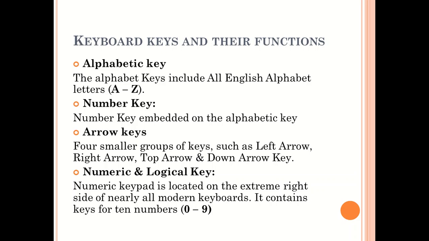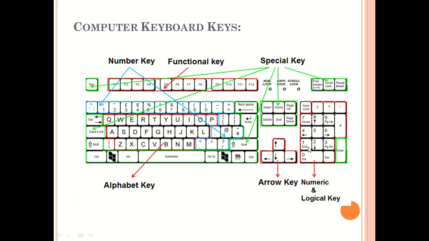Now we talk about the alphabet keys. They are made up of A to Z, and then the number keys are made up of 0 to 9. Then we have the arrow keys. Let me go back, we have the arrow keys here. The arrow keys are made up of the upward arrow key, the downward arrow key, the left arrow key, and the right arrow key.